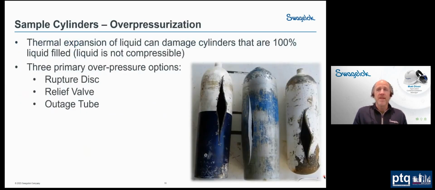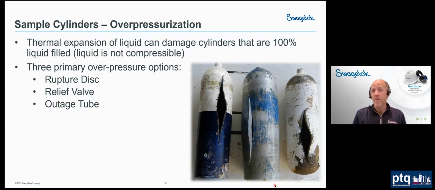Now, when we're filling a sample cylinder with liquid, we have to be really careful about filling them to be 100% liquid full. Because when you fill it to be 100% liquid full, you really stand the chance of this happening, where you could potentially have a cylinder rupture. The reason for that is because a liquid is typically going to have a higher rate of thermal expansion than the sample cylinder itself. So as the temperature rises and that liquid starts to expand, yeah, the cylinder is going to expand a little bit with it, but that liquid's going to try to expand further.